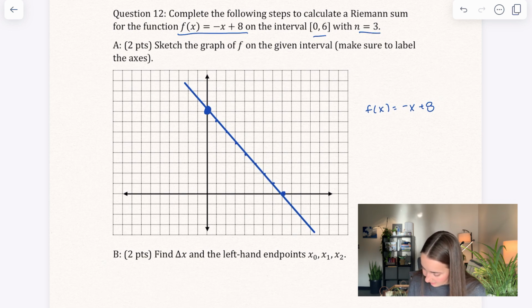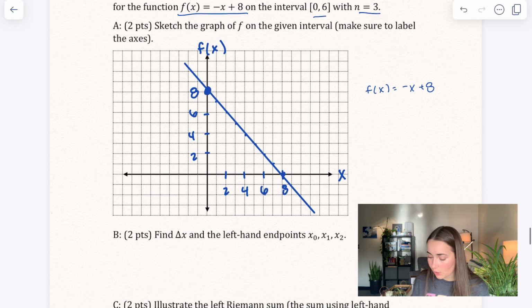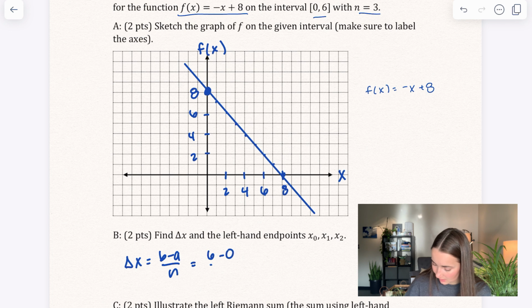Make sure to label the axes. Okay, this is x. This is f of x. So this right here is going to be 2, 4, 6, 8. Okay, I labeled it some more. Okay, we're going to go ahead and find delta x. So delta x is equal to b minus a divided by n. So it's going to be 6 minus 0 divided by 3, which is equal to a value of 2, which tells me each of my rectangles is going to have a width of 2. So if I fill that in, I can see right there, those are going to be my little subintervals.